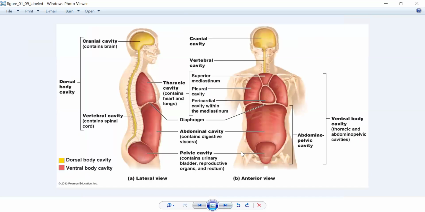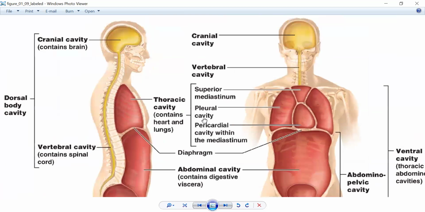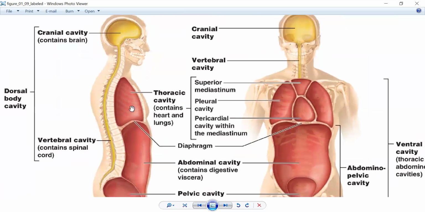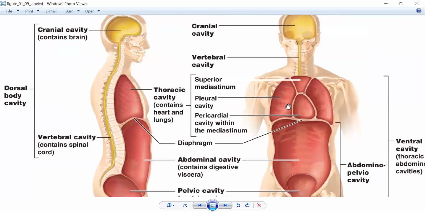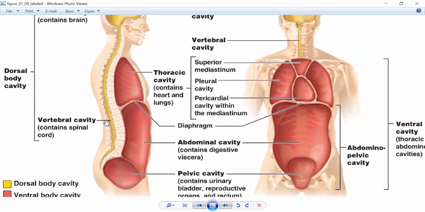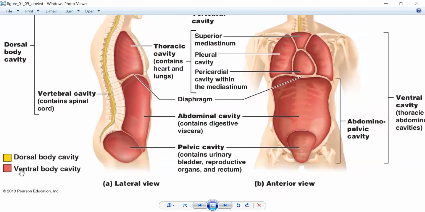All right, let's look at the body cavities. The ones in yellow are more toward the back of the body. So in general, not specific, in general, you can refer to them as dorsal, which means in the back. The ones in this brownish red color are more toward the front of the body. And the term for those in general is ventral, which means in the front, ventral body cavities.